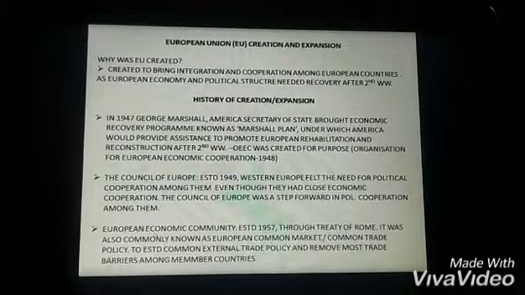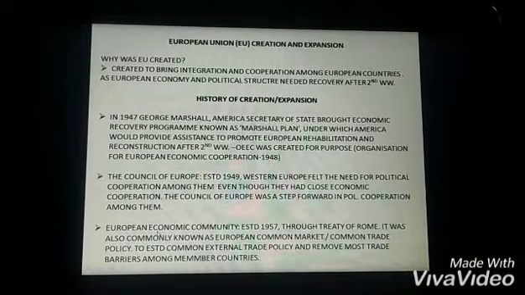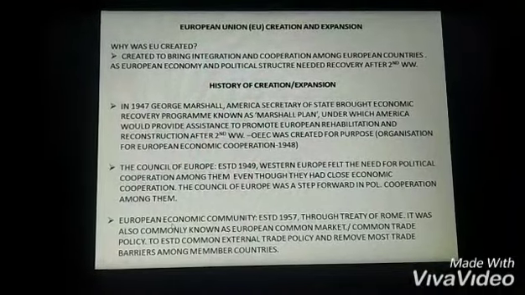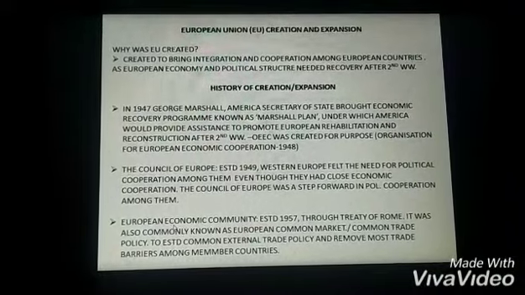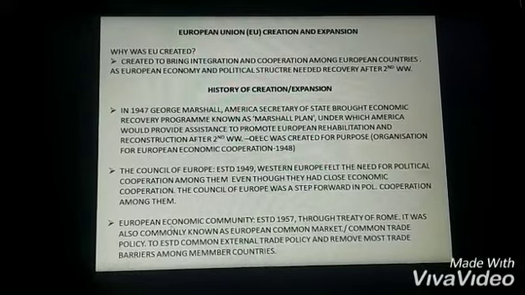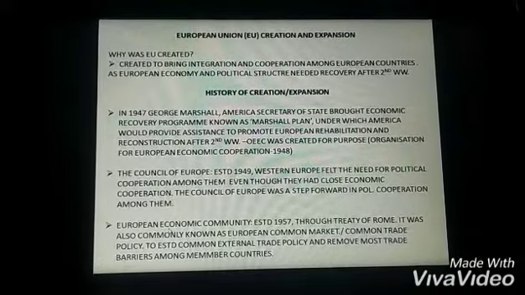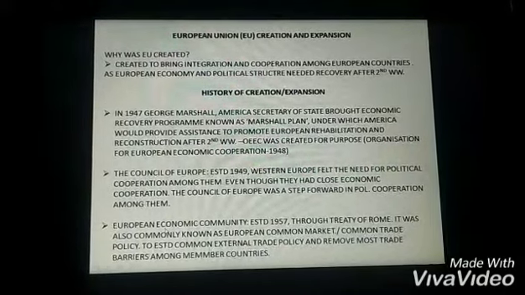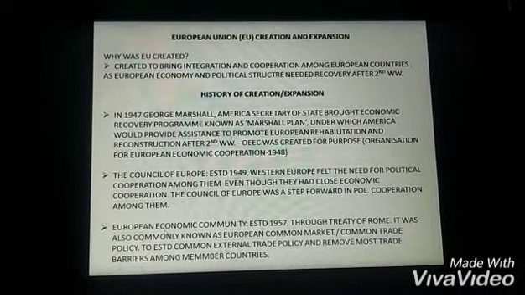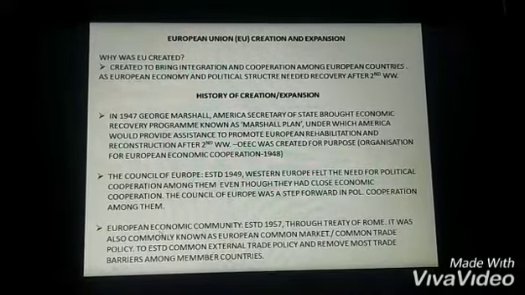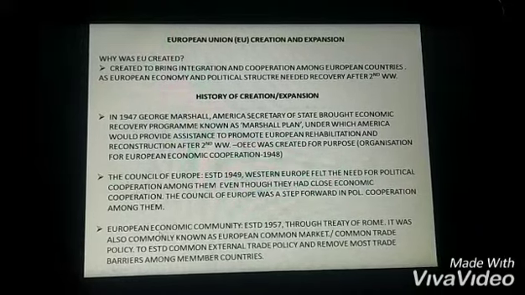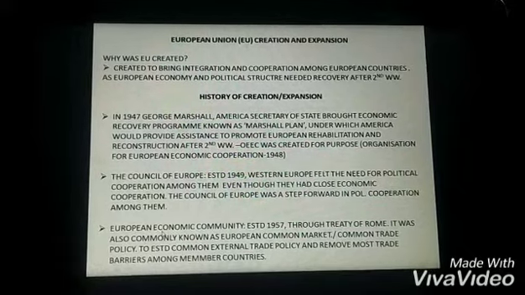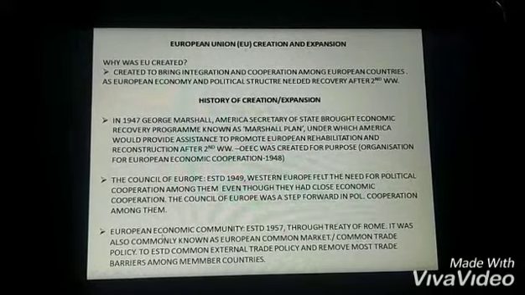They want to bring a closer relationship, a better cooperation in trade and businesses. So through this economic community established in 1957 through the Treaty of Rome, they created a common market among themselves, a common trade policy, and they also established a common external trade policy. Now why was this needed?